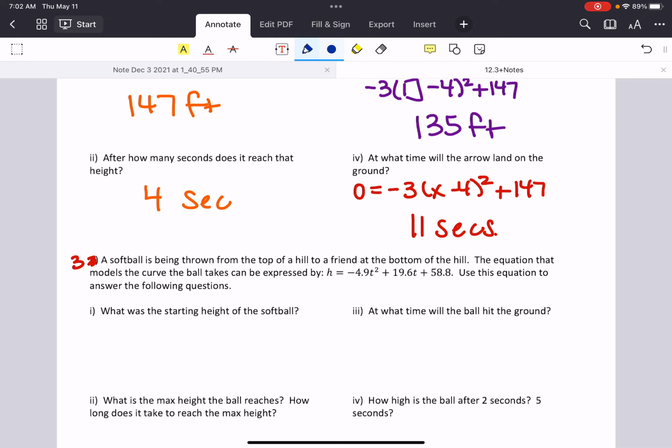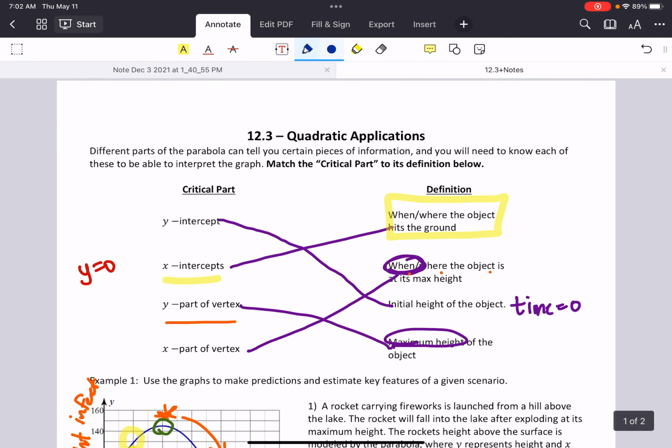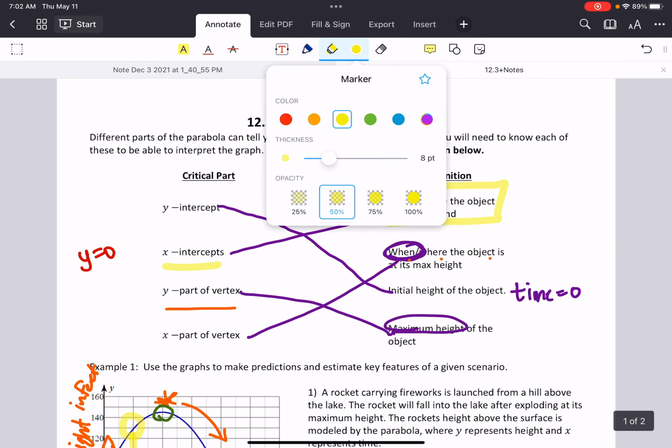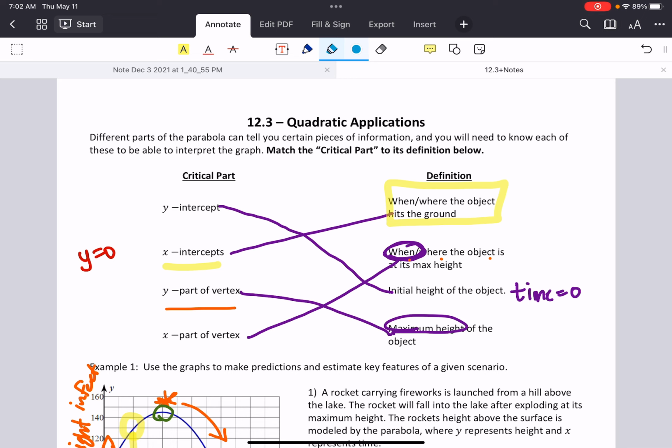A softball is being thrown this time. The equation that models the curve is expressed by this. Use this equation to answer the following questions. All right, well, what is the starting height of the softball? So I need to come back up here and let's find starting height, initial height. Initial height of the object matches with the y-intercept.